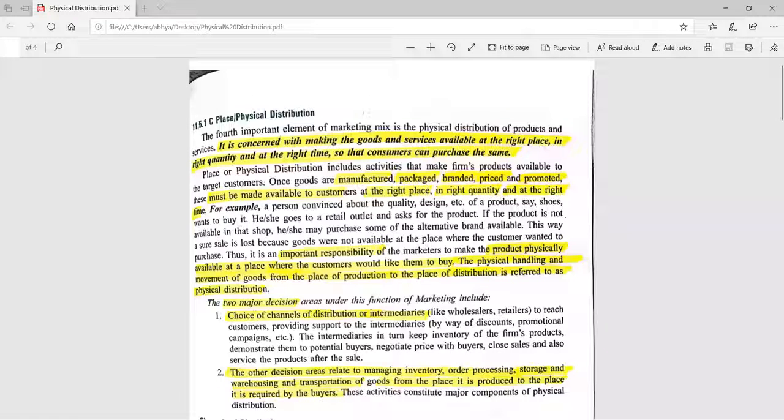And likewise, in product mix, we have taken three important decisions regarding the branding, labeling, and packaging. In price mix, we have considered all the important factors.